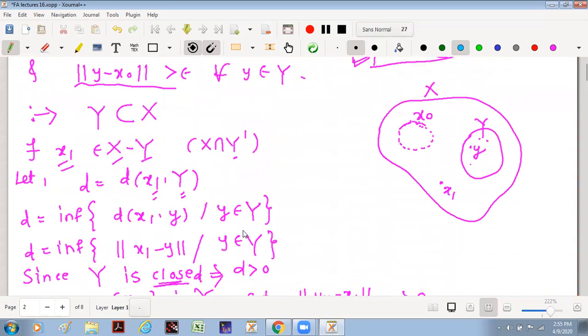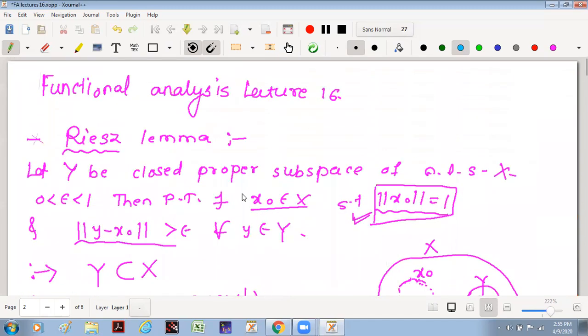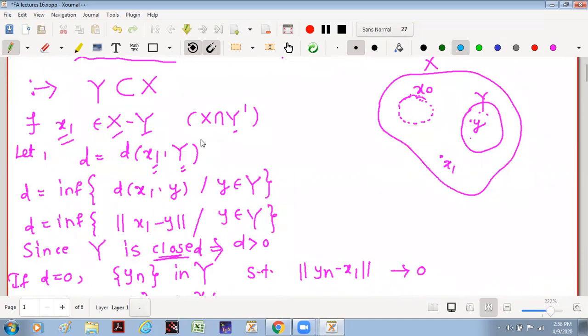Thus, we have proved both the things in the Riesz lemma, that for any proper closed subspace, if epsilon lies between 0 and 1, there exists a unit vector in X such that the distance between y and x0 is greater than epsilon. This lemma will help us to prove the main statement of the Riesz theorem. Okay, the proof is very easy. The concept we have used to prove the result is this d. d is a distance between a point and a set, which is the infimum among all the possible distances obtained by joining a vector x1 to the vectors in Y.